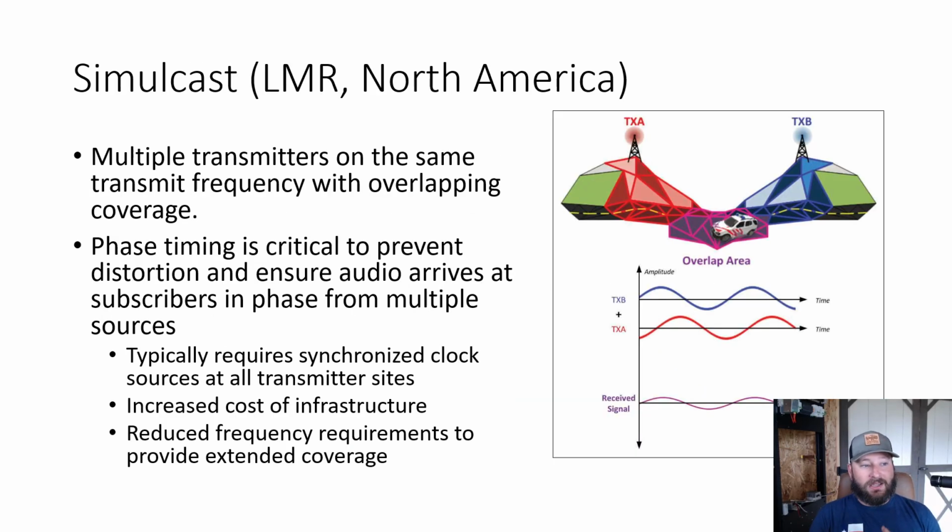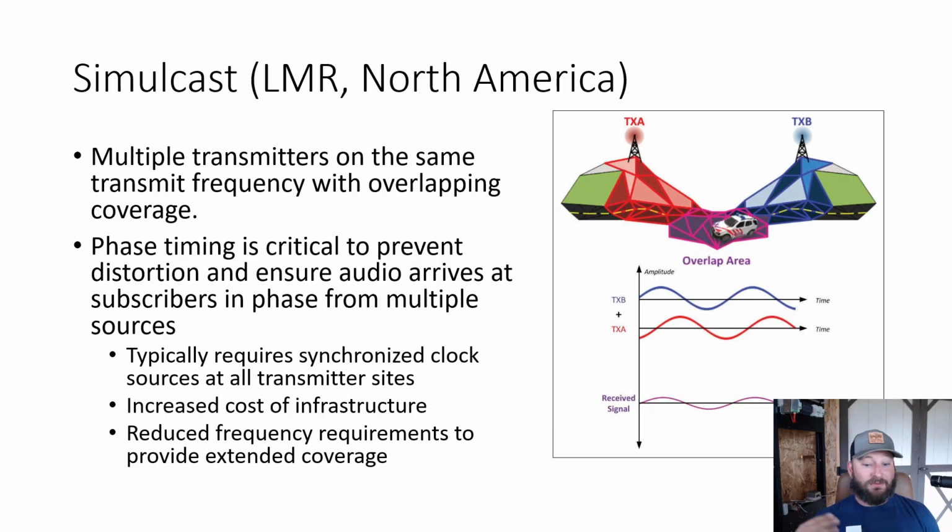So the next one is, and this is going to be more or less a definition for land mobile radio in North America, simulcast. In simulcast systems, you have multiple transmitters on the same frequency, and they often have overlapping coverage, as you can see in the diagram. There's a purple grid area where the blue and the red are overlapping.